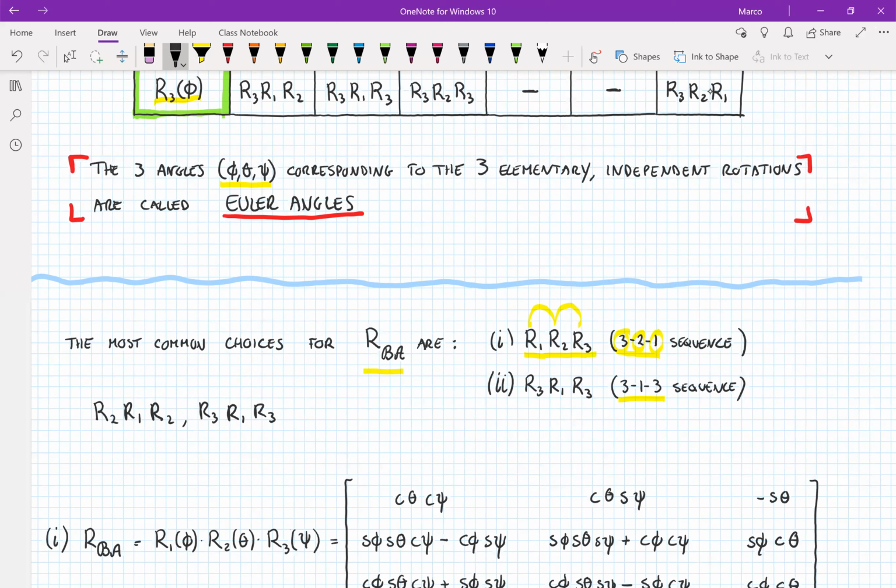These are called symmetric sequences because there's a symmetry. You have R2 and R2, R3 and R3. Instead, sequences like R1, R2, and R3, or R2, R1, and R3 are non-symmetric sequences.